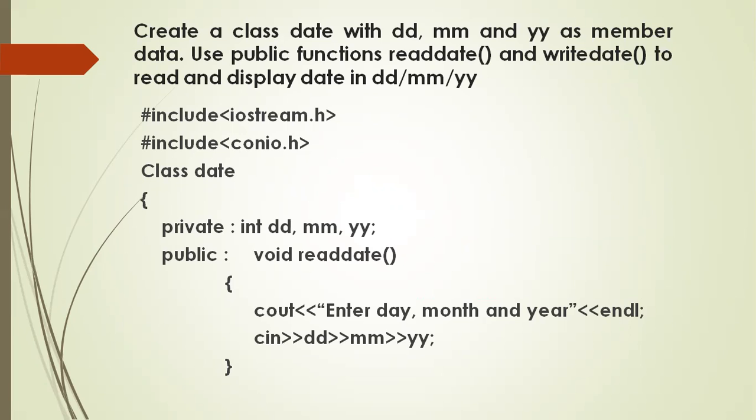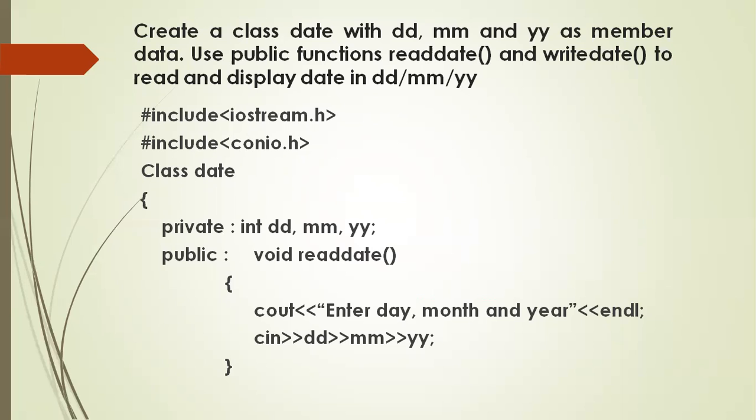So the first 2 lines are the header files, #include iostream.h and #include conio.h. Then class date. Here the general syntax is the keyword class followed by the class name. The class name is date. Open the brace that indicates the beginning of the class. Now we have to include the members of the class. The class has 2 different kinds of members: one is data members, the other is function members.